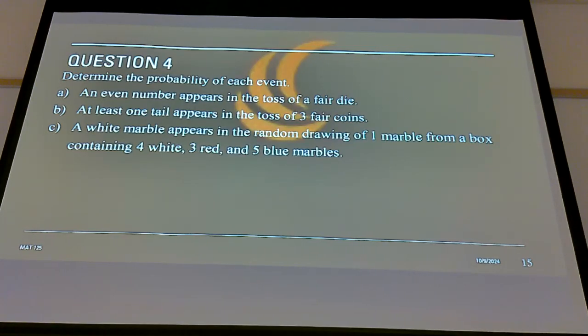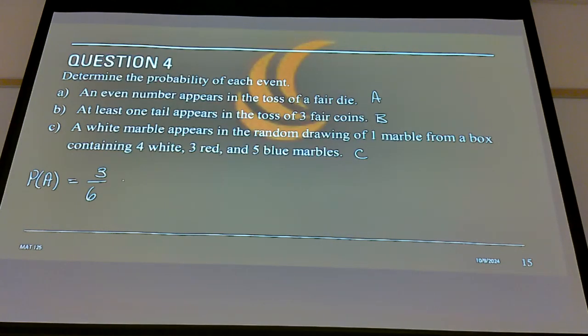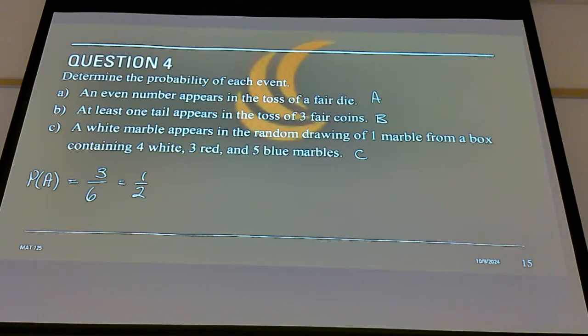Determine the probability of each event. So here's what I'm going to do, just so I don't have to write out the whole statement. Probability for A, an even number appears on the toss of a fair die. So how many even numbers are there? And how many outcomes? And so 1 in 2 chance.